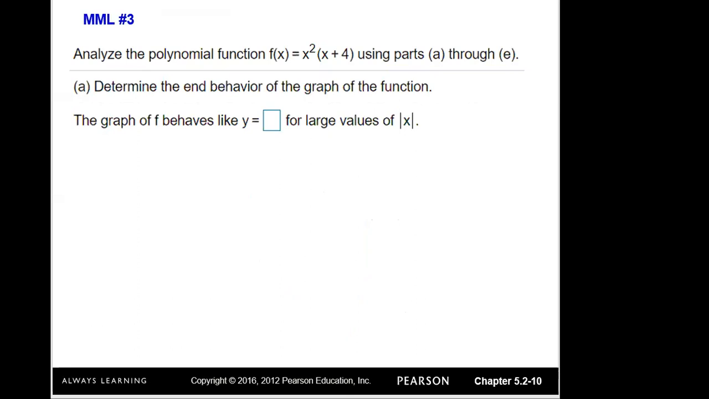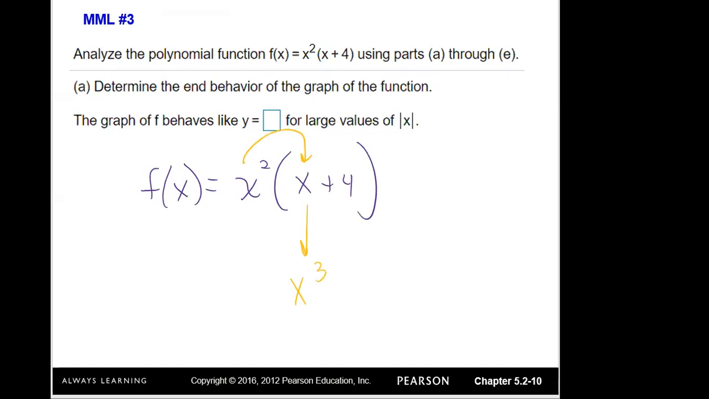The graph behaves like y equals, and it's simply going to be whatever the very first term is in the polynomial if you were to multiply it out. Now in this one, to multiply it out, all I have to do is the distributive property. So I have f of x is equal to x squared times x plus 4. All you'd have to do is distribute this. X squared times x is x cubed. I don't even have to multiply x squared times 4. All I want is that very first guy. That is what will go inside this box right here. The graph of f behaves like a 1x cubed graph for large values of absolute value of x. That's it for part A.